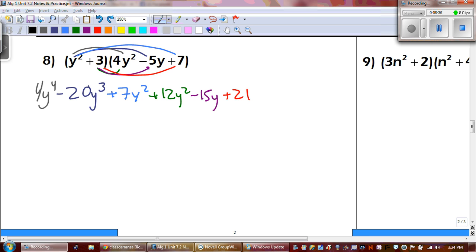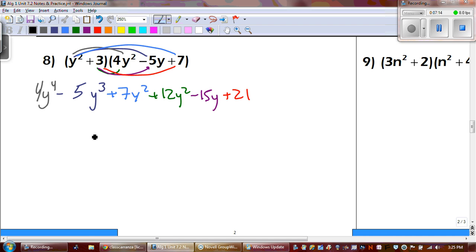Okay, so when you distributed, you should have gotten 4y to the 4th minus 5y cubed. Where did I get 5w? I was multiplying the wrong thing, guys. Good thing I'm checking my work. The blue, the second one should have been 5y cubed. And then plus 7y squared plus 12y squared minus 15y plus 21. Woo! Glad I didn't make that mistake on the test.